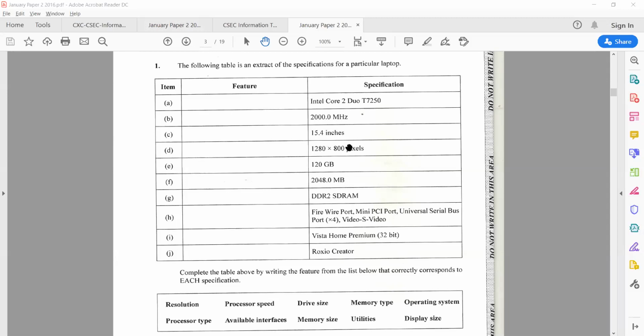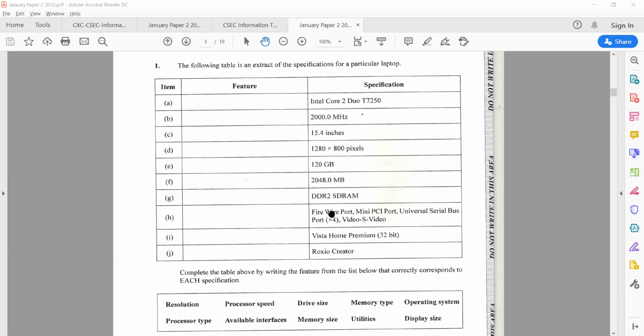15.4 inches. That refers to what? That's the display size. Okay, display size. What about 1280 by 800? That's the resolution, right? 120 gigabytes. That's the drive size. Okay, that's the size of your hard drive. 2048 megabytes. That's the memory type. 2048 megabytes is actually the memory size.